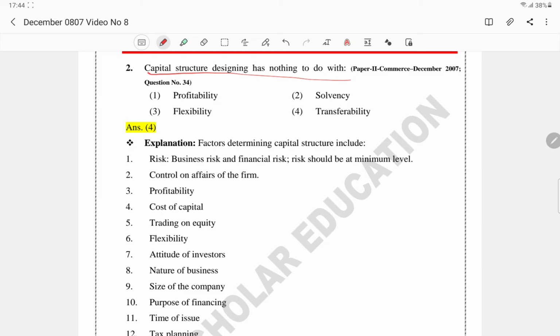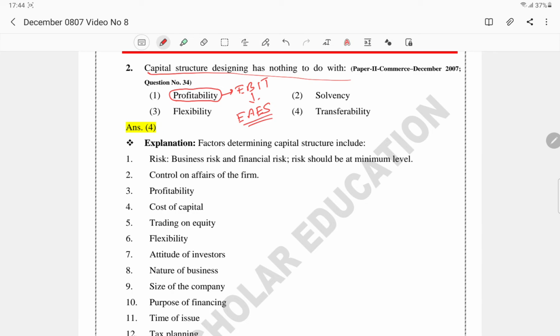There are four options: profitability, solvency, flexibility and transferability. Okay, so you know that profitability is highly important for a firm. In financial management, profitability is first calculated through EBIT, which we call operating profit. After that, the final result is earnings available for equity shareholders.